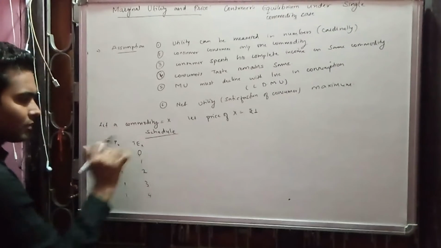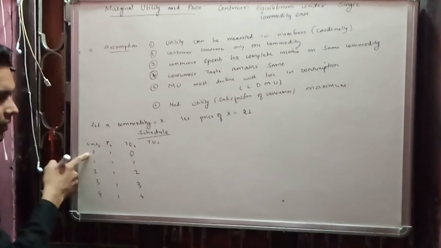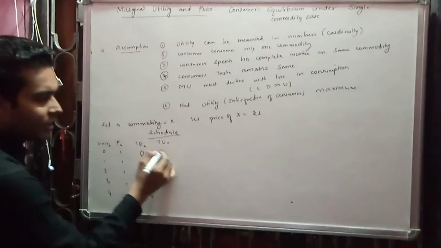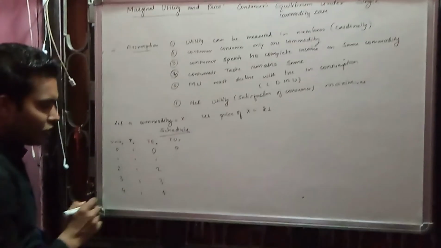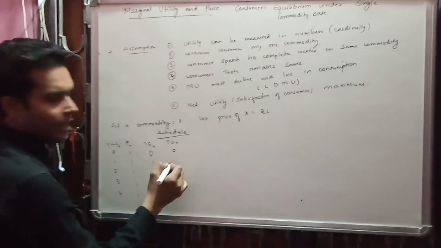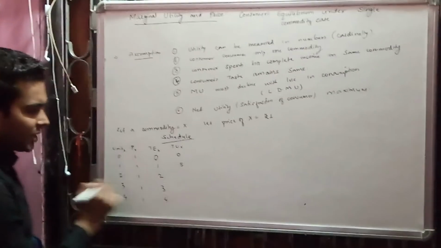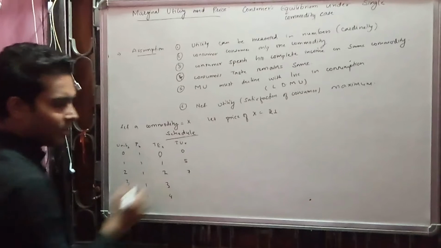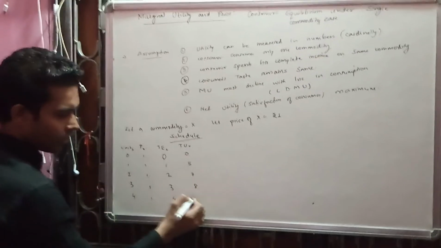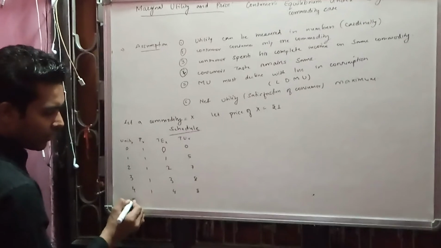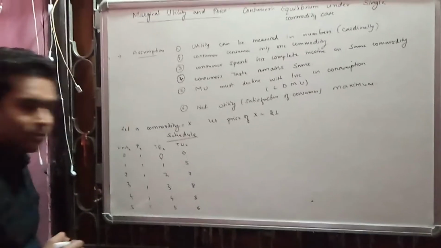Then total utility from X. I haven't consumed anything, that means my utility will remain 0 because I did not consume anything. I consumed the first unit, I may get maximum. Let it be 5. Then I consumed the second, let it increase to 7. Third, 8. Fourth, 8. Let it be I consumed the fifth. It will decrease to 6.